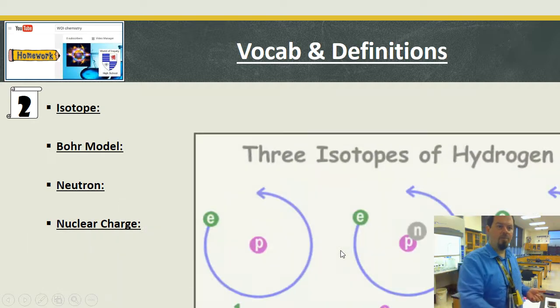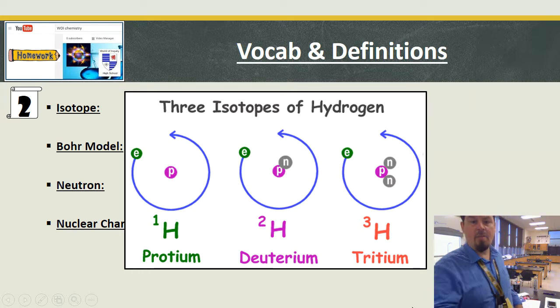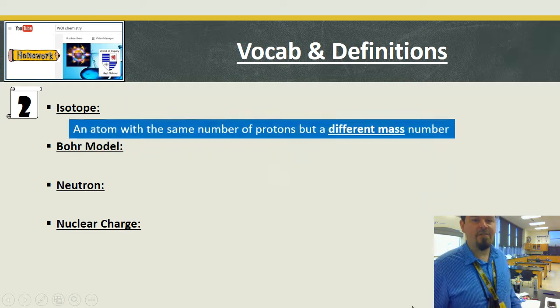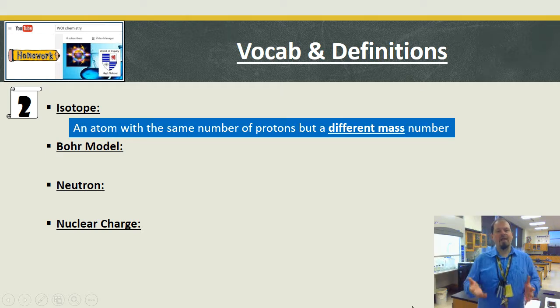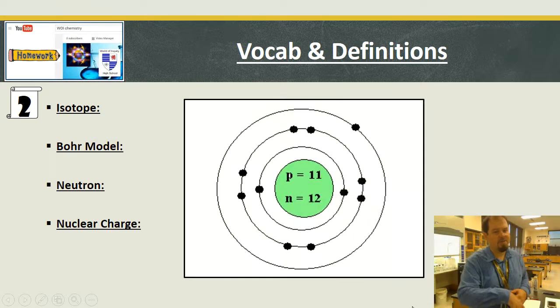Okay, isotope, this is a big bad word we need to know. This picture is perfect. It teaches the whole lesson. It is the same number of protons, so the same element, but it has a different mass because it has different numbers of neutrons. So an atom that has the same number of protons, but a different mass number, and you can write in there because it has more neutrons, if you'd like. We will do a whole Bogle on that to make sure you understand it.